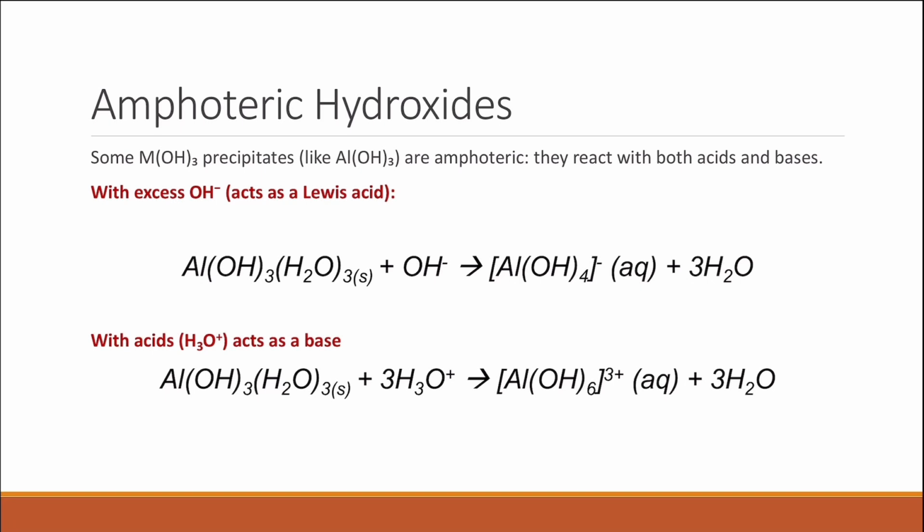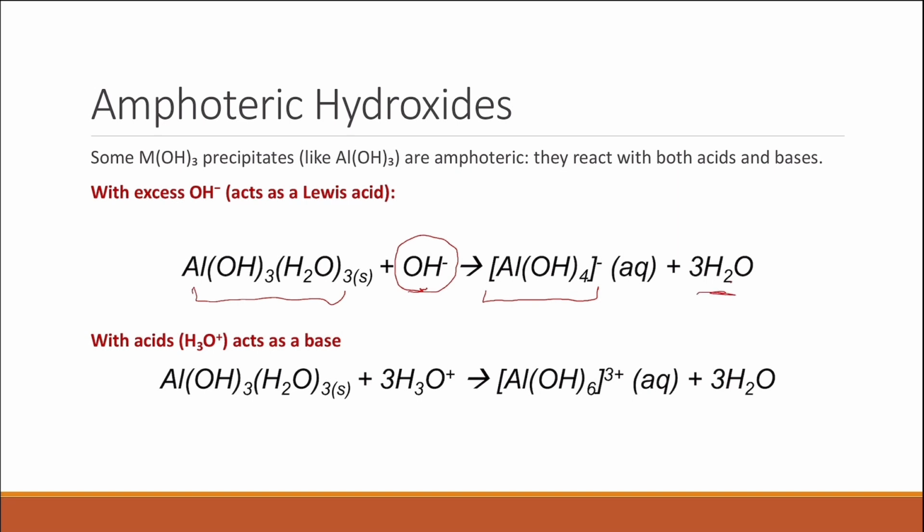Aluminium hydroxide is amphoteric, meaning it acts as an acid in the presence of a base and as a base in the presence of an acid. So aluminium hydroxide, which is a solid and insoluble, in the presence of an excess of the hydroxide ion will give you this complex ion, which is soluble: aluminium with four OH minus. It will donate an extra proton to the hydroxide to give you the water molecule.